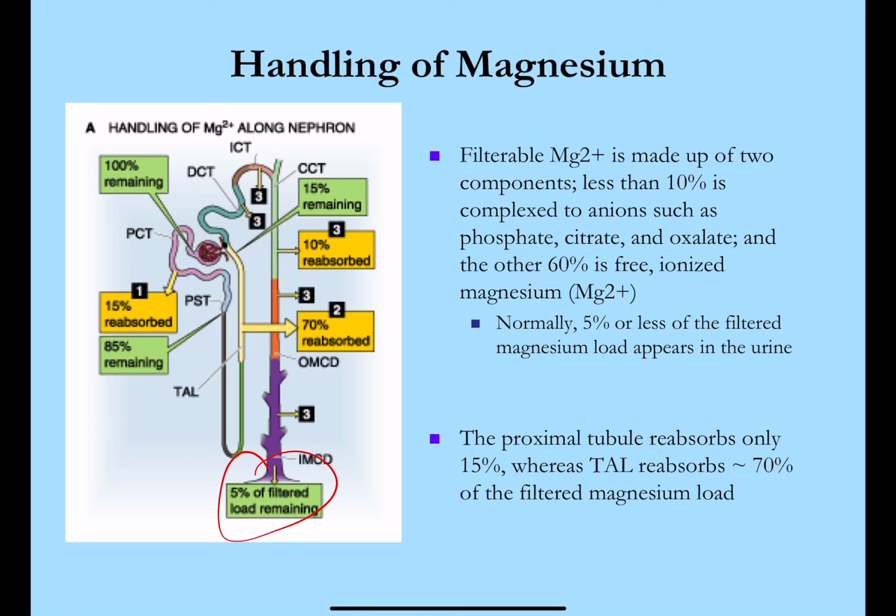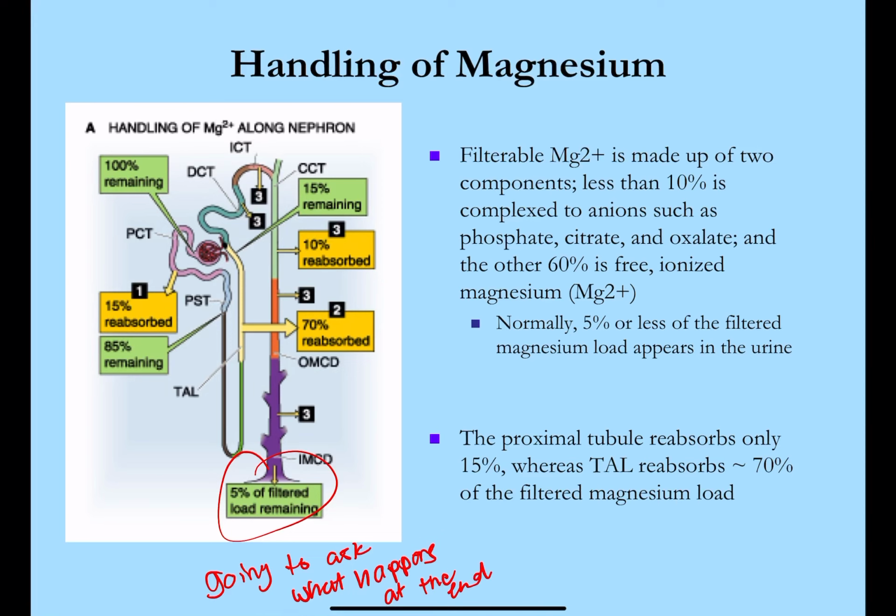Magnesium is like calcium. It's going to be bound to some proteins. So we always talk about the filterable portion, right? Filterable magnesium is made up of two parts. Less than 10% binds to those anions, and then the rest of it is really bound to larger proteins and whatnot.